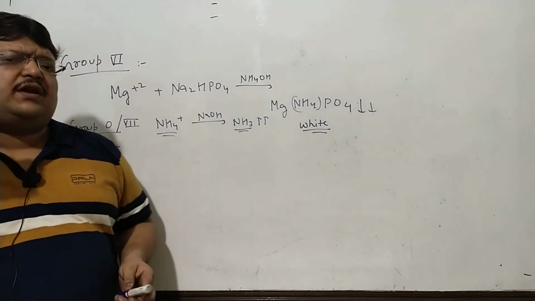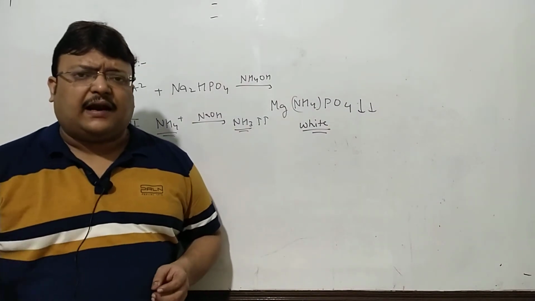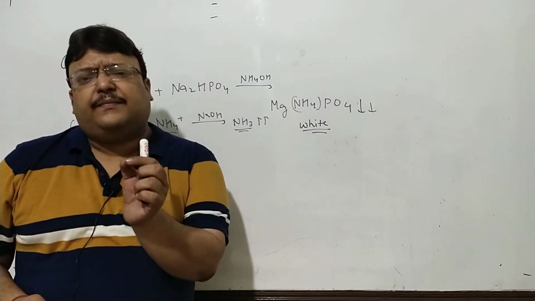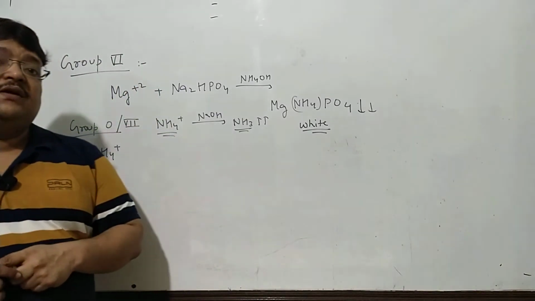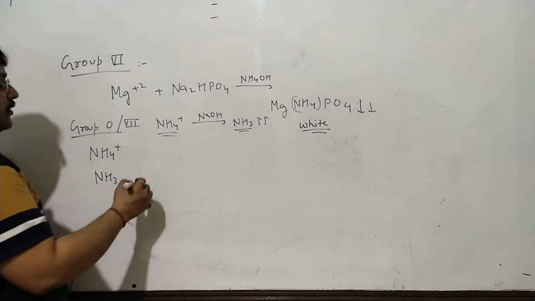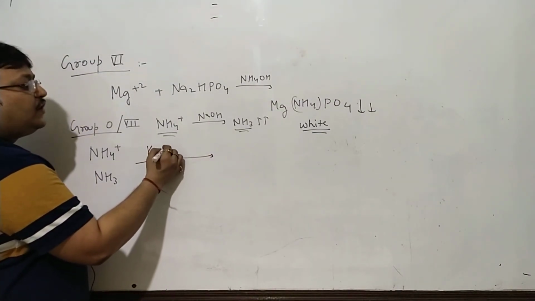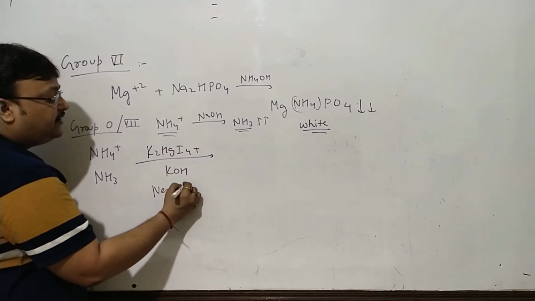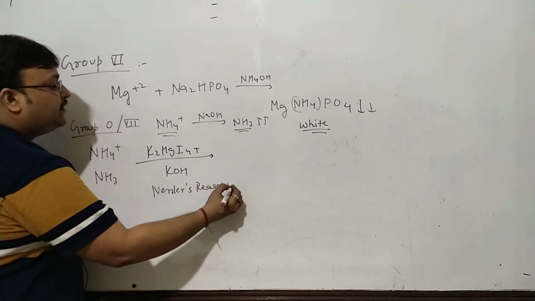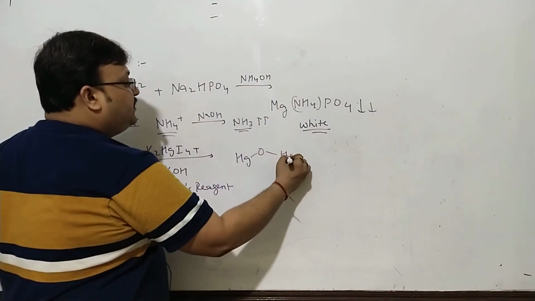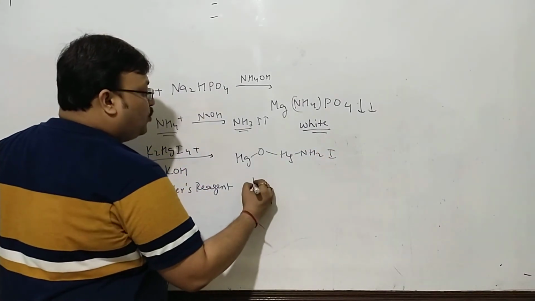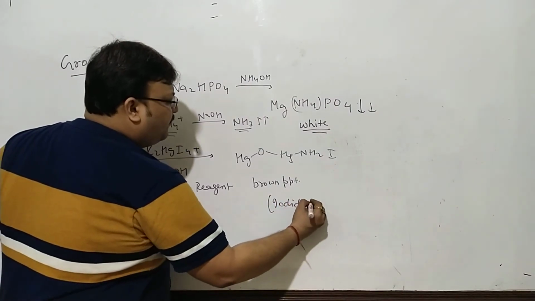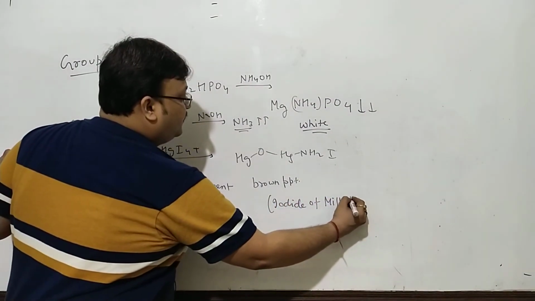So you can say group 0 the reagent is an alkali. In a salt, on adding NaOH, if you find a gas coming out with a particular smell, you know there is a particular smell of ammonia. Whether it's ammonia or ammonium salt, the very popular test is K2HgI4 alkaline, which is called Nessler's reagent, and you get HgO.HgNH2I. You get a brown precipitate of iodide of Millon's base.